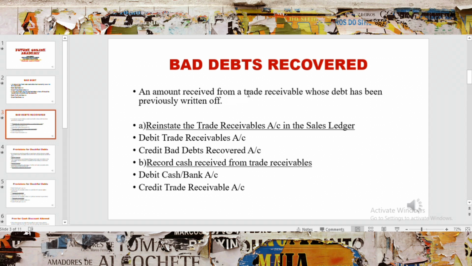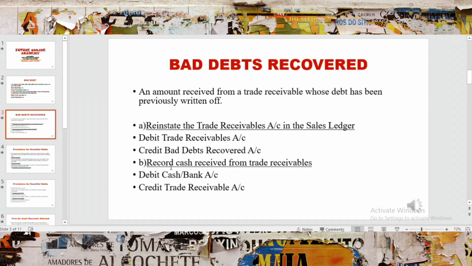So an amount received from a trade receivable whose debt has been previously written off is called a bad debt recovered. A simple definition. So reinstate the trade receivables account in the sales ledger. How do you record that? You debit the trade receivables account and credit the bad debts recovered account. So you create a bad debts recovered account.